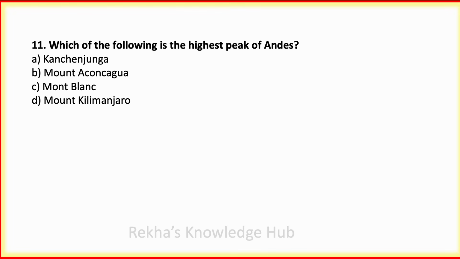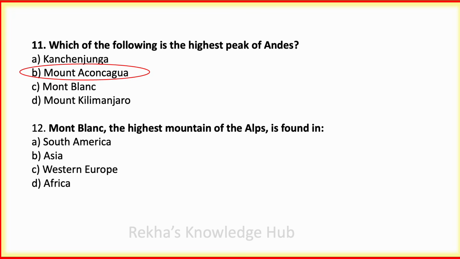Which of the following is the highest peak of Andes? Options are Kanchenjunga, Mount Aconcagua, Mount Blanc, Mount Kilimanjaro. Which is the correct answer? Mount Aconcagua. It is the highest peak of Andes. It is in South America. Next one, Mount Blanc, the highest mountain of the Alps, is found in: South America, Asia, Western Europe, Africa. Which is the correct answer? Western Europe. Mount Blanc in Western Europe is the highest mountain of the Alps.